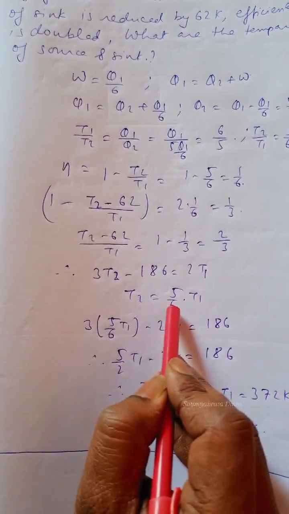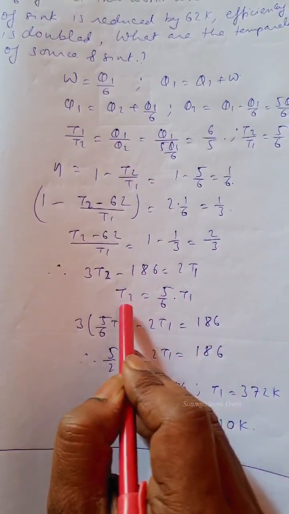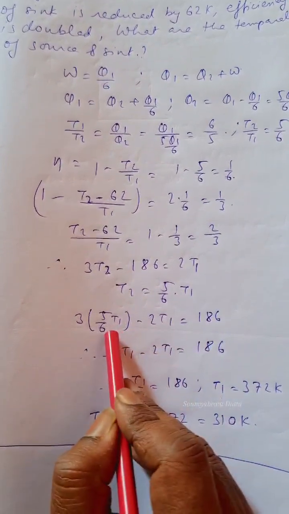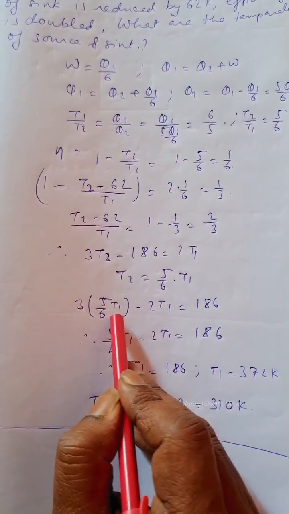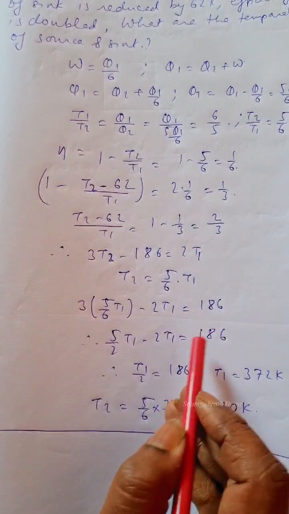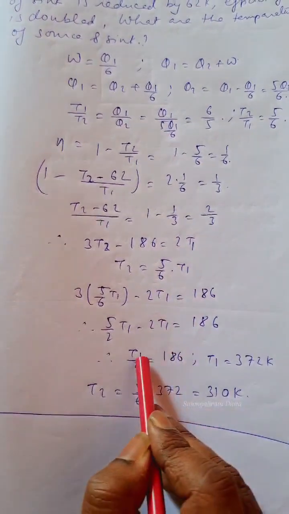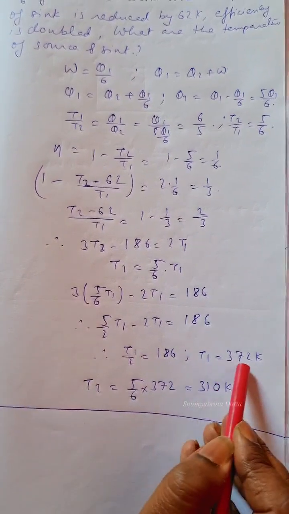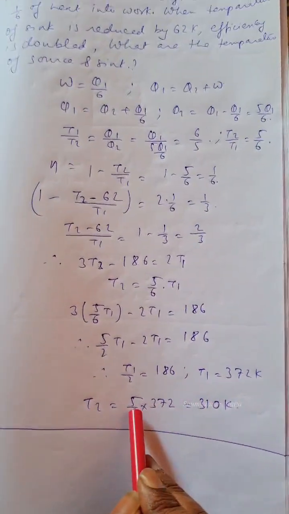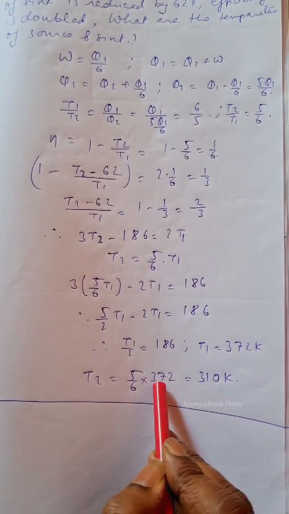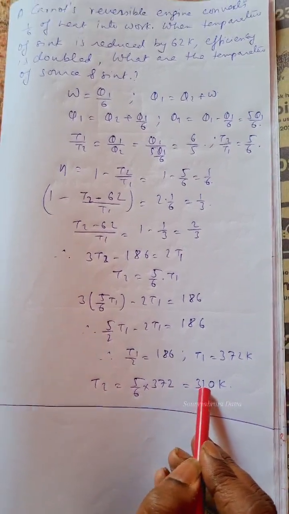Again we know T2 equals 5/6 of T1. So we put this into the equation: 3 into 5 by 6 T1 minus 2 T1 equals 186. Therefore 5 by 2 T1 minus 2 T1 equals 186. So T1 by 2 equals 186. So T1 equals 372 Kelvin, and T2 equals 5/6 of T1, that is 5/6 of 372, which equals 310 Kelvin.